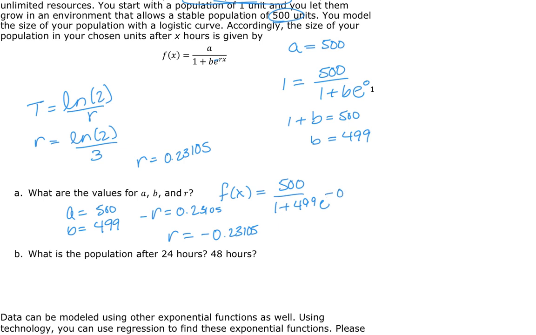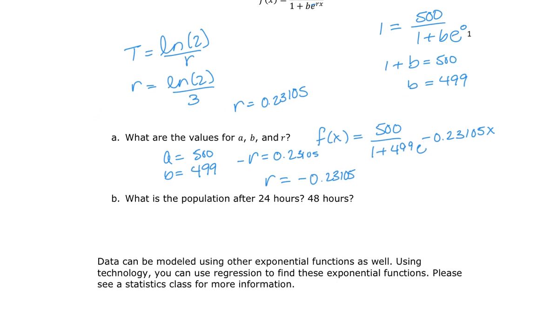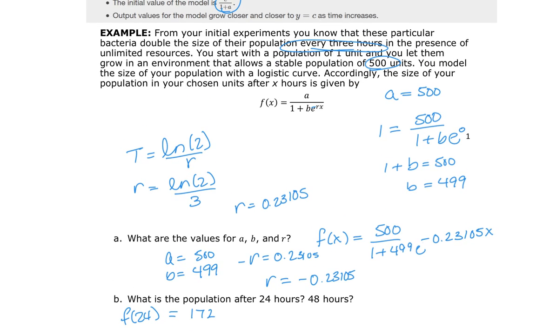So my equation now, that I have the appropriate r value, I'm going to replace that. So I have negative 0.23105 x. Now if I want to know how much it's going to change after 24 hours, I'm going to do f of 24, and also for 48 hours, f of 48. I'm going to put those two numbers into my logistic growth, and after 24 hours, I'm going to have 171.3, so I'm going to put 172, and after 48 hours, I have 496.3, so I'm going to put in 497. Assuming, of course, that we are talking about live things, we always round up.